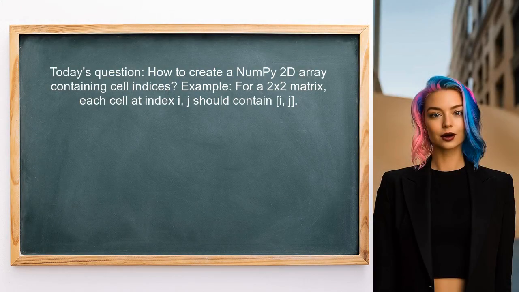Here's the specific question we're addressing today. One user asked how to create a NumPy two-dimensional array containing cell indices, like a 2x2 matrix, where each cell at index ij contains the list ij. Let's dive into this together.